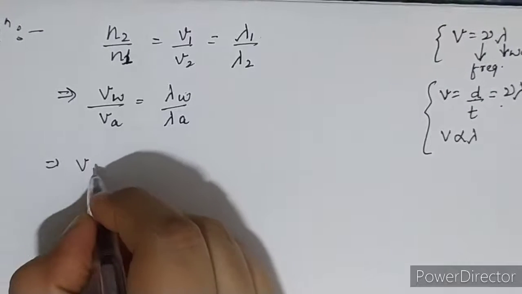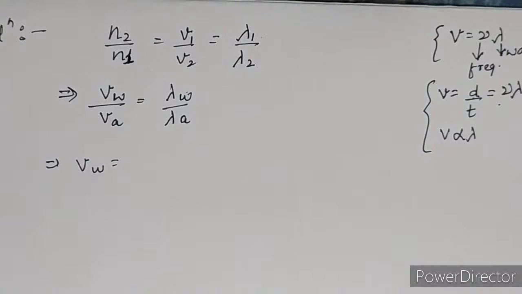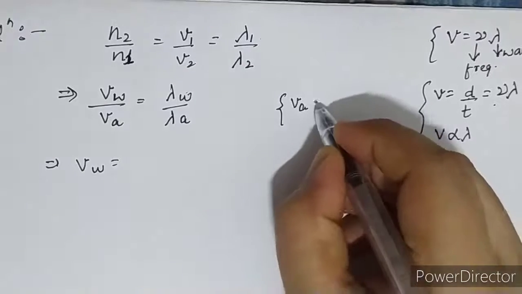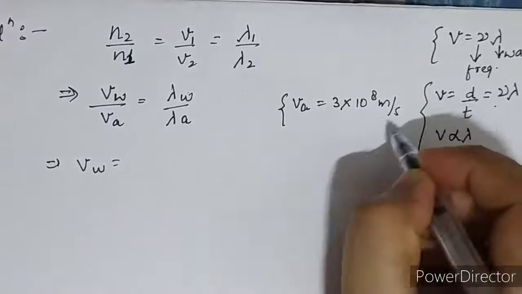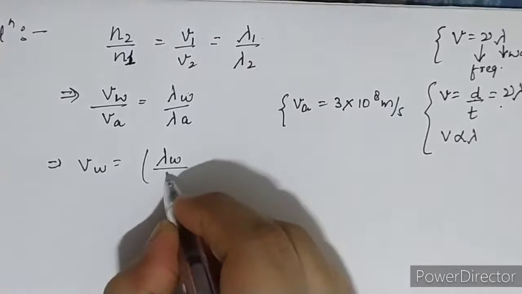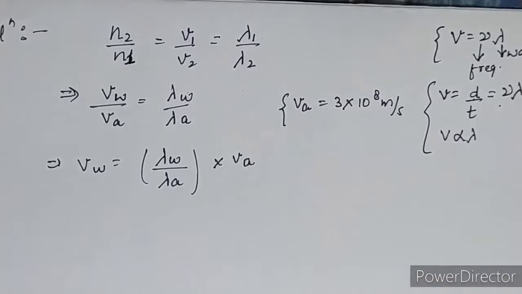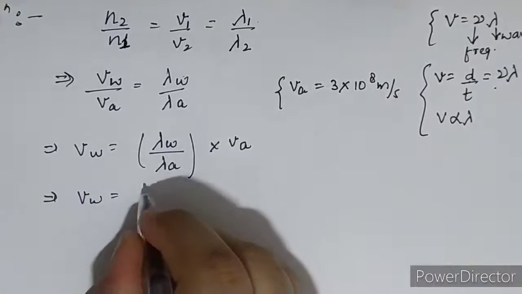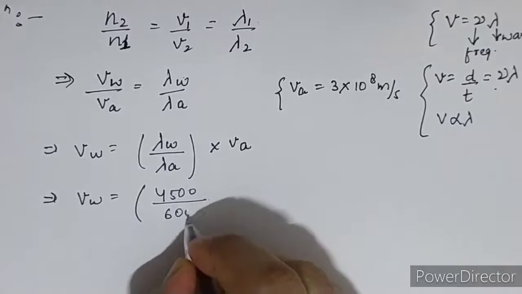Now the velocity for water we have to find, because in air it was moving with 3 into 10 to the power 8, we know. So I am writing it down here. The velocity of a light ray in air is 3 into 10 to the power 8 meter per second. It is the speed of light, you know it very well. So here V_W equals lambda W upon lambda A into V_A. Now we have to put all these values. In water it is 4500, and in air it is 6000.